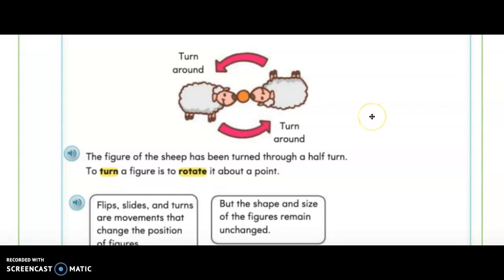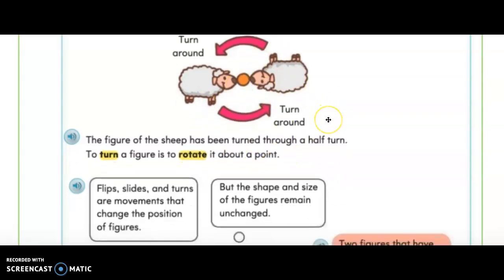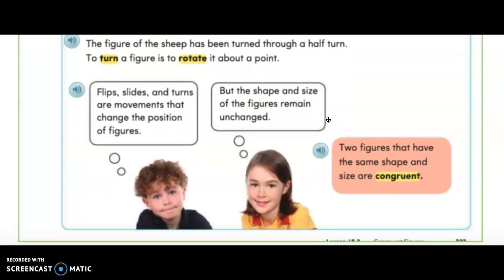So you have that one foot down or that one circle area, and then everything gets spun and turned around that circle. So the figure of the sheep has been turned through a half turn. So it has moved halfway around that circle. To turn a figure is to rotate it about a point. So a turn, and if it tells you to turn or rotate, it's basically the same thing, okay?